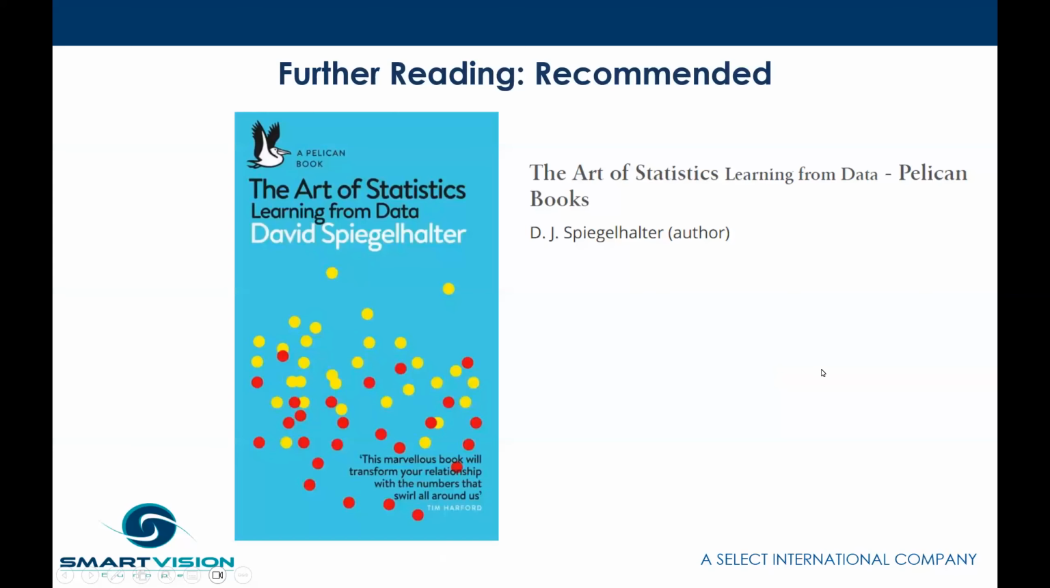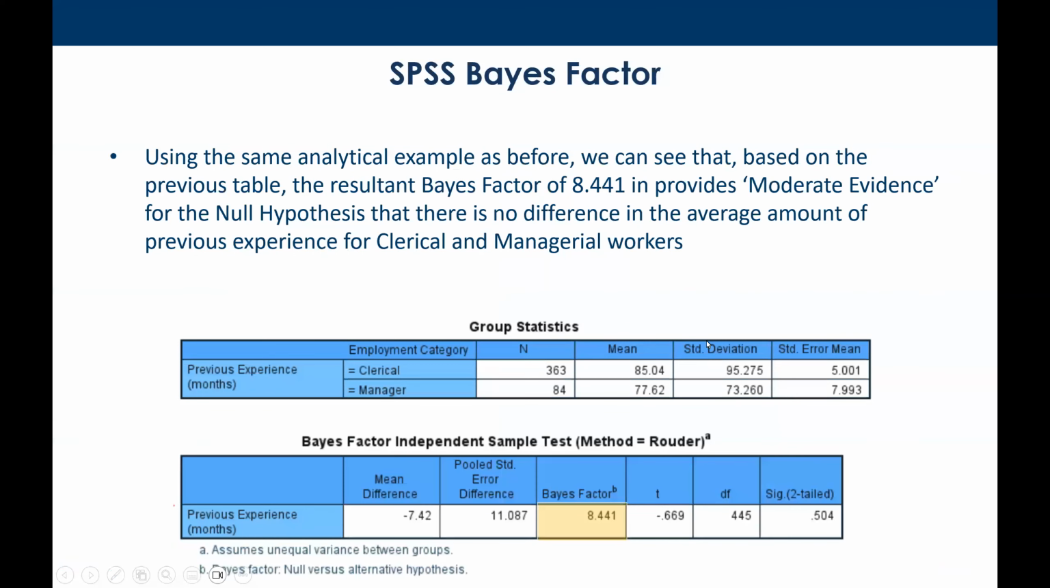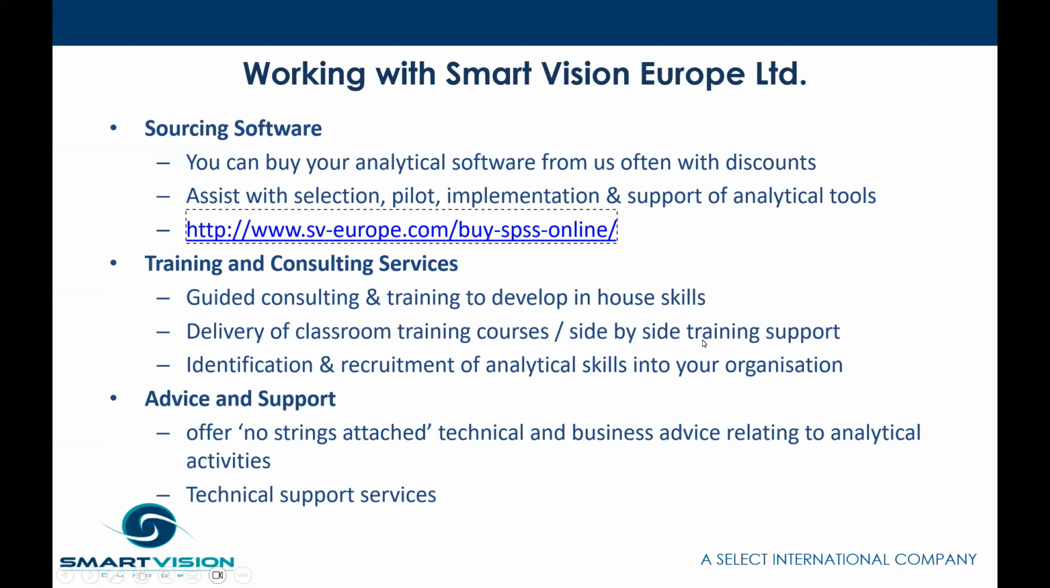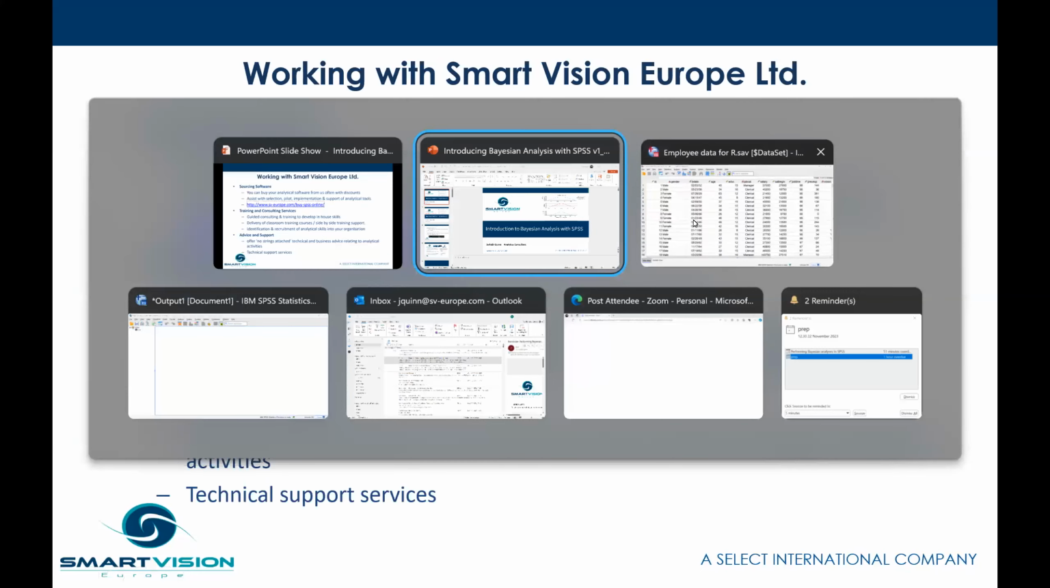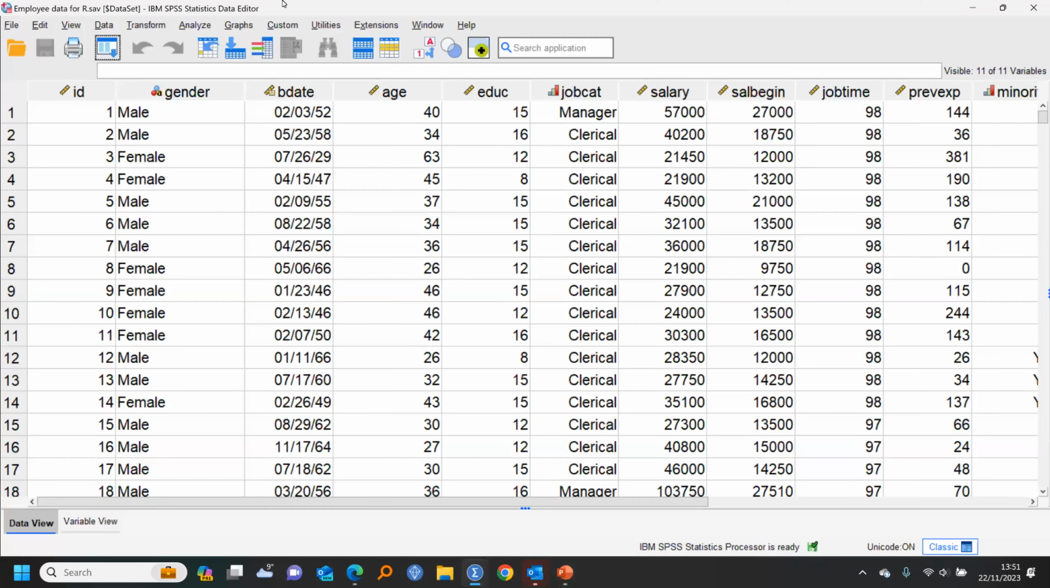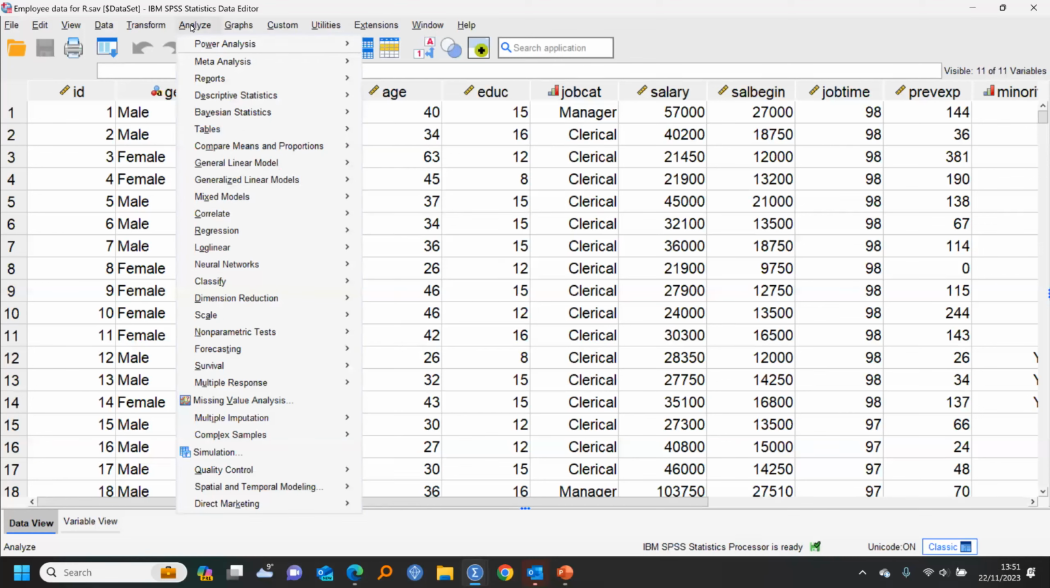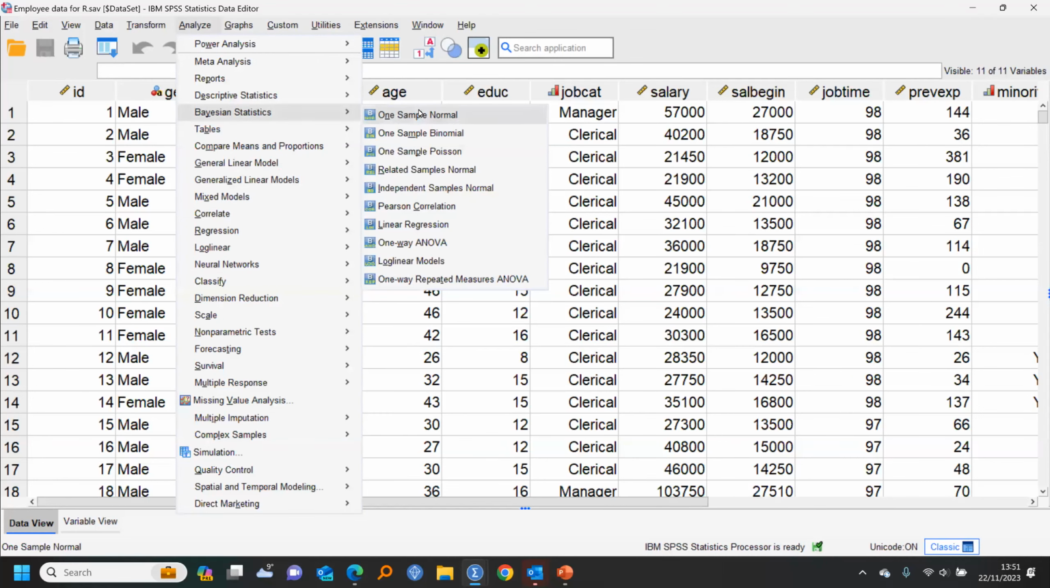Okay, let's have a little look at that. Let me just skip out to SPSS here, and we'll show you where you can get that. So there we go, this is the same data set. Where do I find this? I go to Analyze, and I go down to Bayesian Statistics.